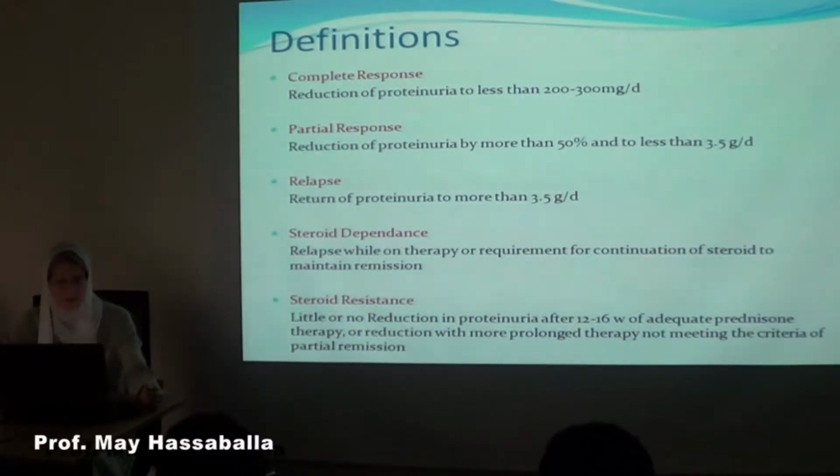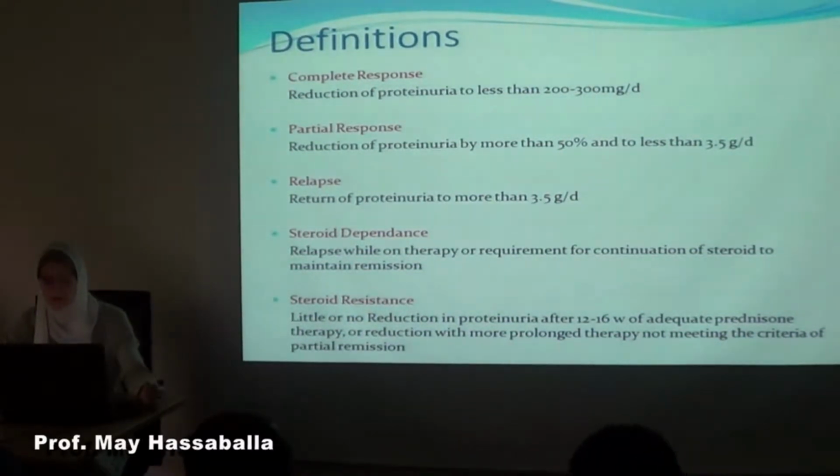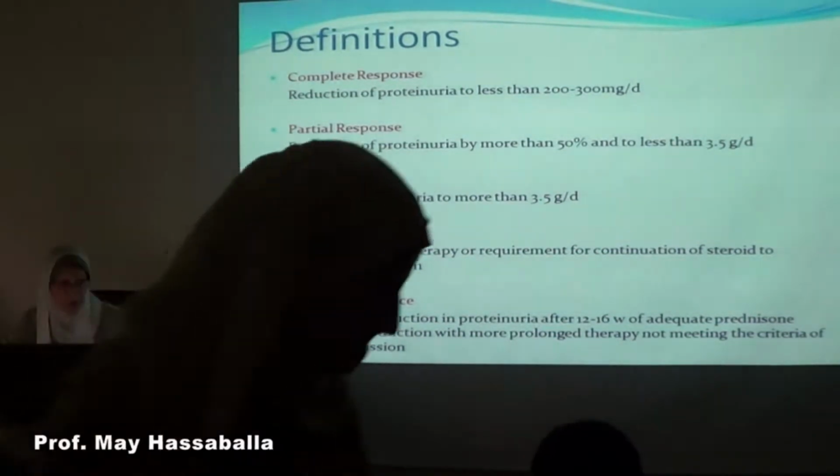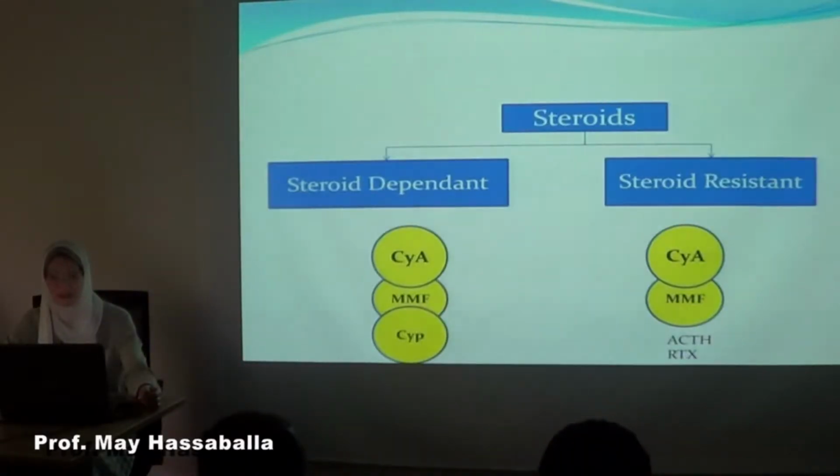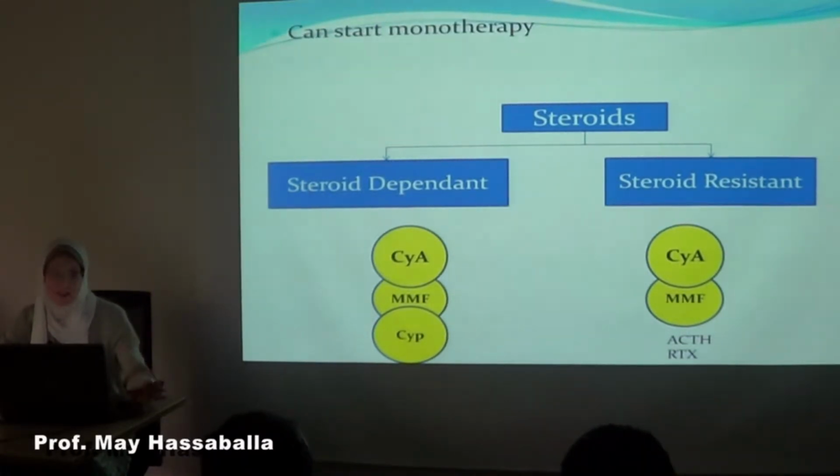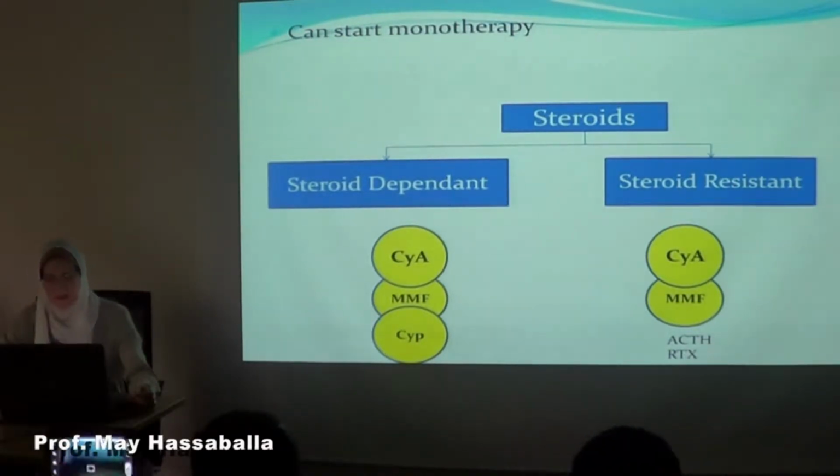Steroid dependence is a relapse while on therapy or a requirement for continuation of steroids to maintain remission. Steroid resistance is when we have little or no reduction of proteinuria after 12 to 16 weeks of adequate prednisone therapy, or reduction with more prolonged therapy not meeting the criteria of partial remission. Okay? So this is our treatment, and I just want to draw your attention to some important points. First of all, in this lesion, you can start with steroid monotherapy, because not all glomerular lesions can start with monotherapy.